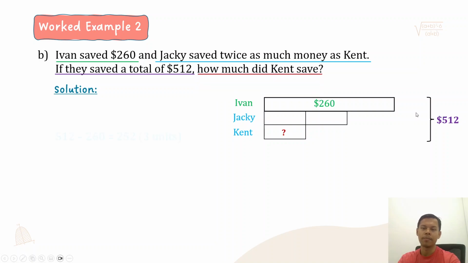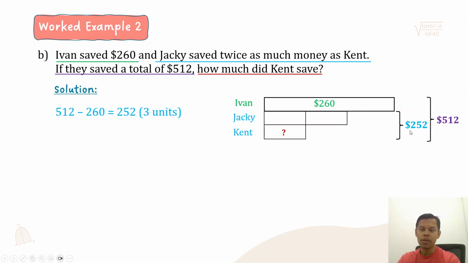Alright, very good. First, we need to make sure we know what this 3 box is. 3 units here equals what number? So 512, we need to minus 260. We need to exclude Ivan here, 260. So we are going to get 252. 252 is equal to the 3 units here. For Jackie, 2 units, and for Ken, 1 unit.